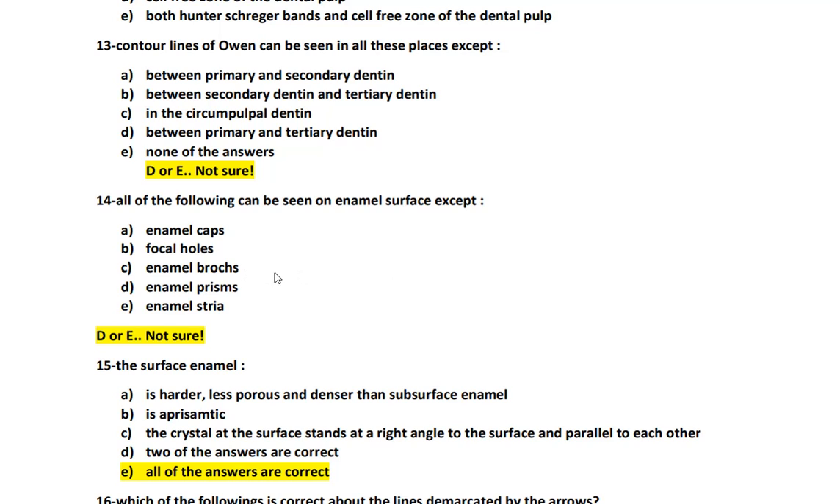Okay. لكن last surface of the enamel is prismless. Enamel prisms aren't seen in enamel surface. فهنا الإجابة الصح دي.